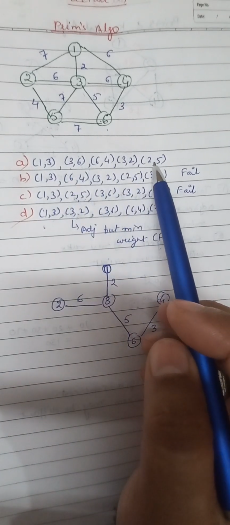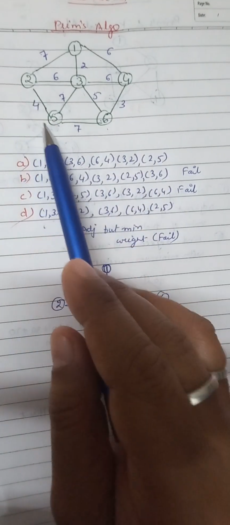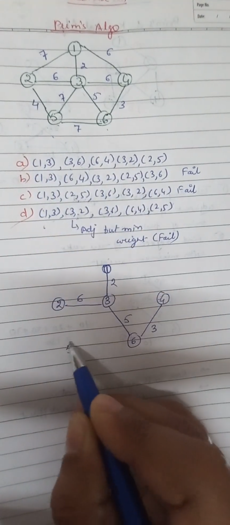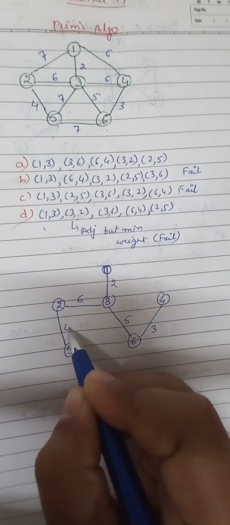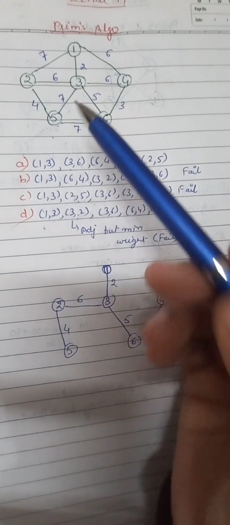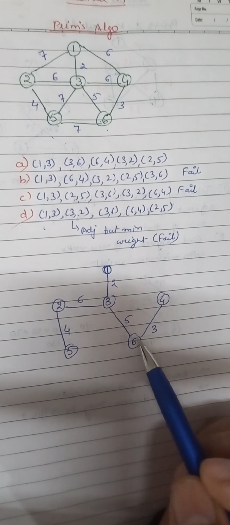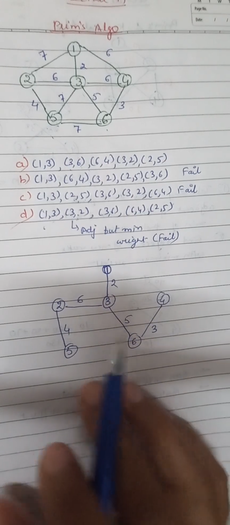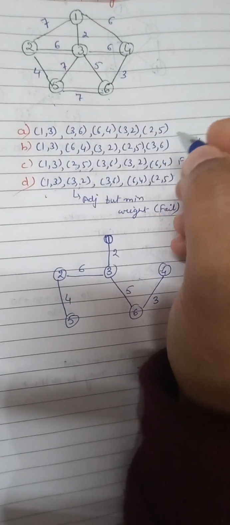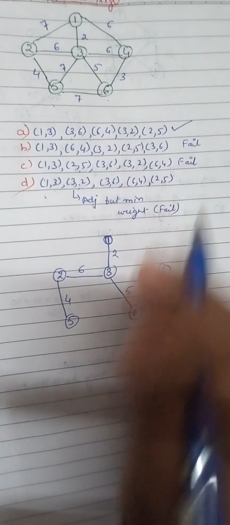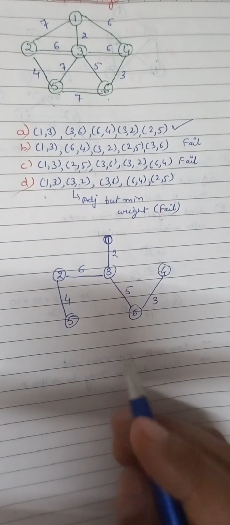Now 2, 5 with weight 4. So now we can see all the vertex are covered: 1, 2, 3, 4, 5, 6, and all are with minimum weight. So we can say this is the correct answer.